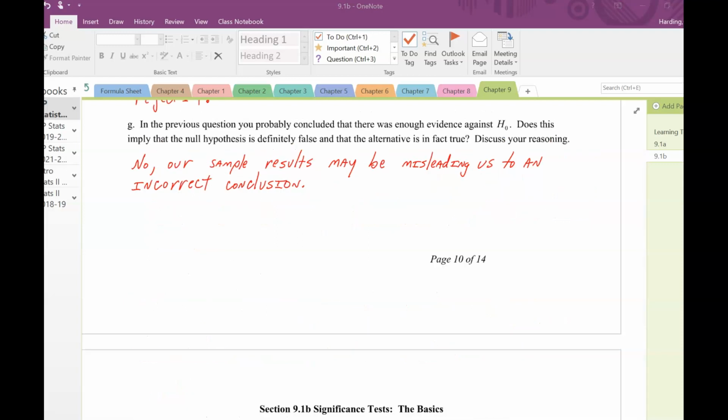So then in part G, does this imply that the null hypothesis is definitely false and that the alternate is in fact true? Again, we can't say that. Even though 1.8% is very small, all we can say is that we have strong evidence against it, but there is that tiny, tiny percent chance that the sample we got is fine. We just got unlucky with that small sample, and it may be misleading us to an incorrect conclusion. So as always, we're just talking about the strength of evidence against the null hypothesis. Either we have strong evidence against it or we don't have strong evidence against it.